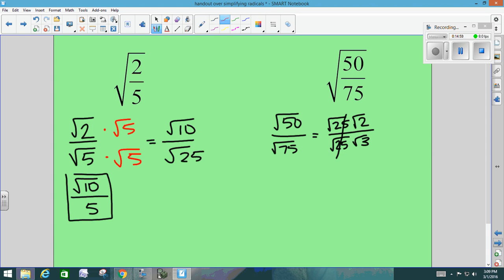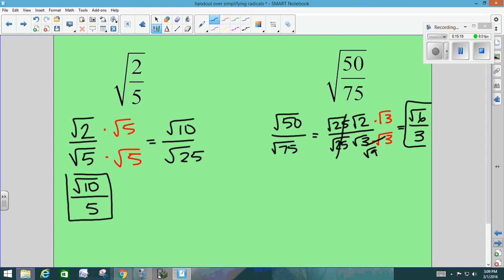Can't have that square root of 3 in the denominator, so we're going to rationalize. What does the numerator become? Square root of 6. What's my denominator become? 3. Good, because this would be the square root of 9, and the square root of 9 is 3.